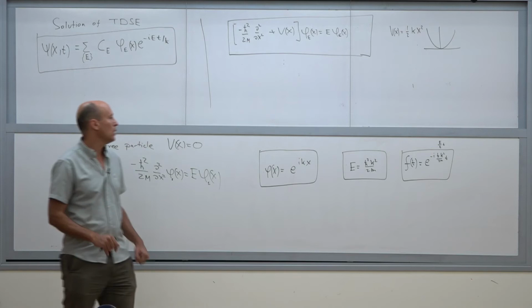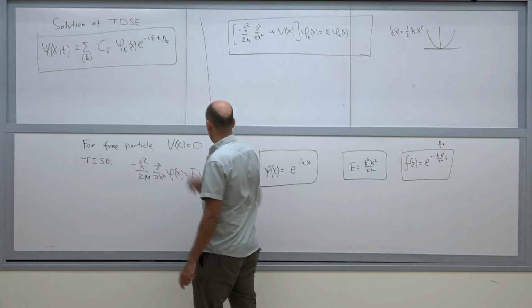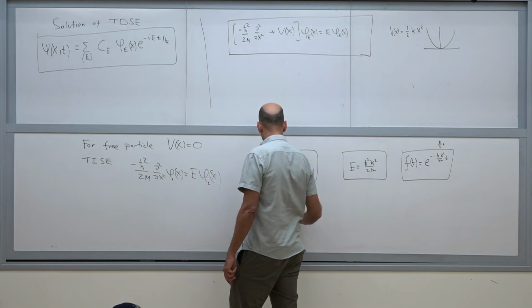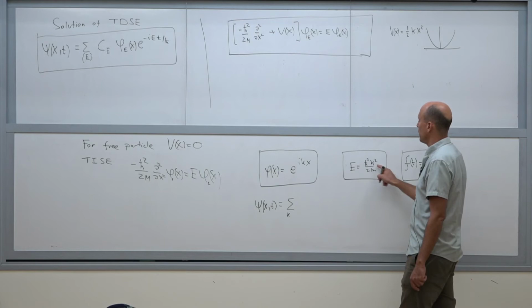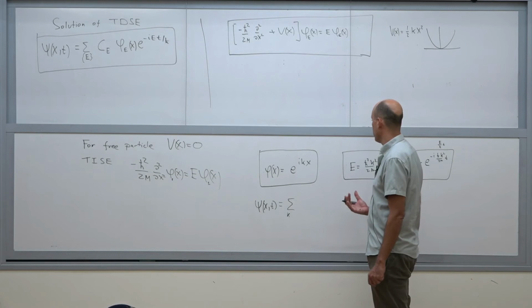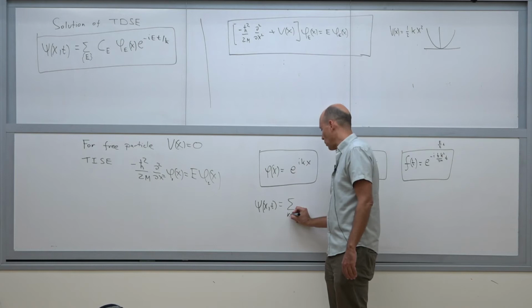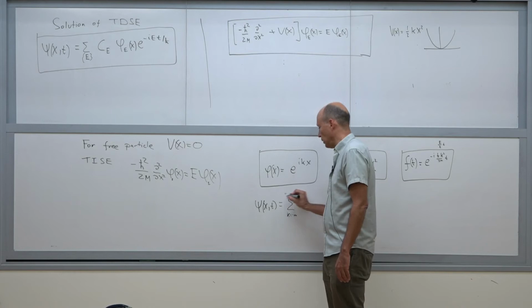So then I get, what is the meaning of this sum here, psi of x and t? It is a sum over all energies. What is the meaning of all the energies? A sum over all energies is a sum over all the k's, because E depends on a number, and the number can be anything. k can be from minus infinity to infinity. So I sum, and this is, in quotes, minus infinity to infinity. I'll soon explain what I mean by quotes.